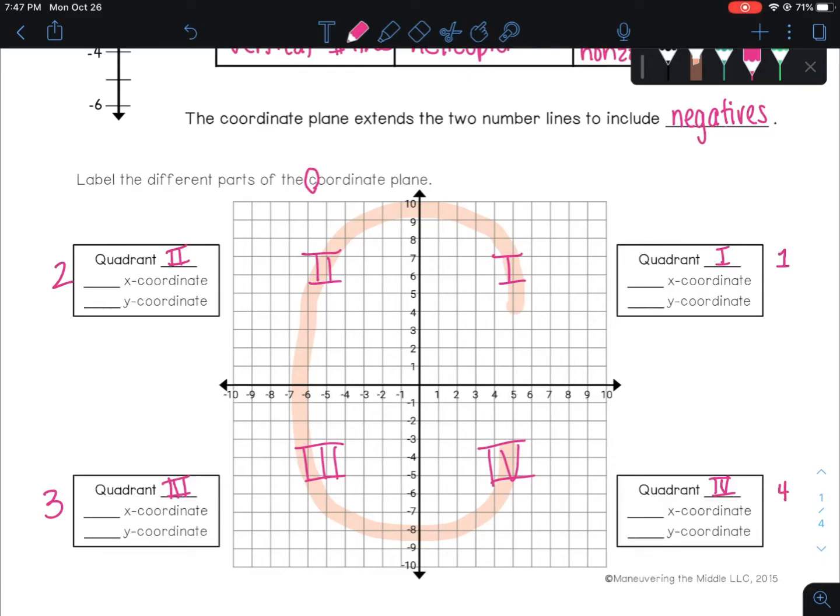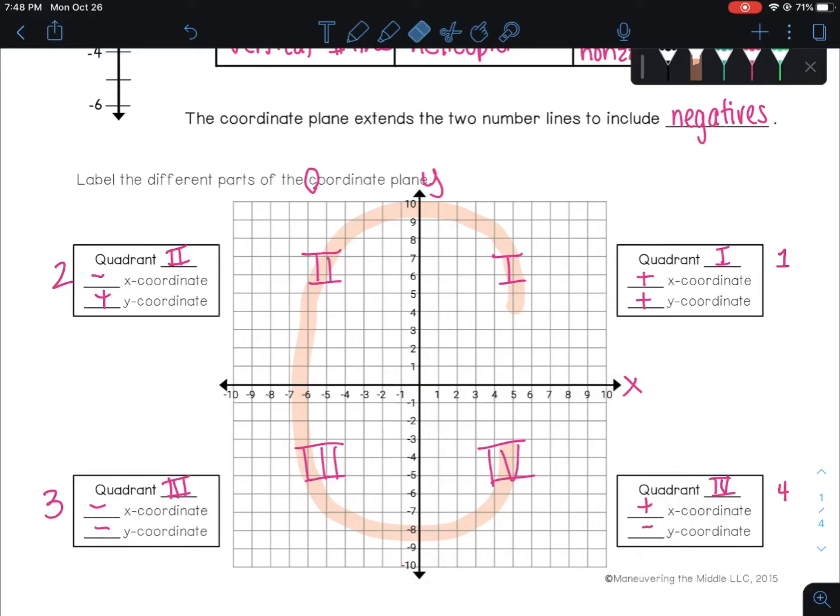In quadrant 1, everything is positive. The x coordinate and the y coordinate. In quadrant 2, here's our x, here's our y. In quadrant 2, these x values are negative, whereas the y values are still positive. In quadrant 3, we have negative x values, negative y values. So they're both negative in quadrant 3. And then finally, quadrant 4, we have negative y values, but positive x values.